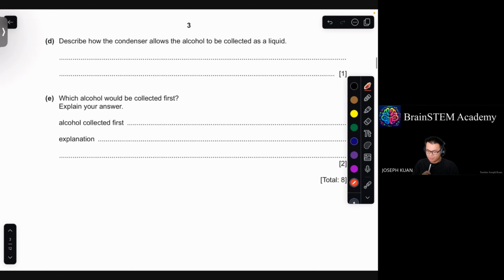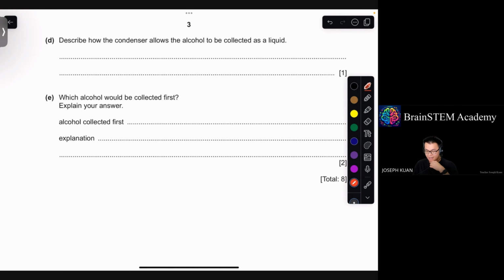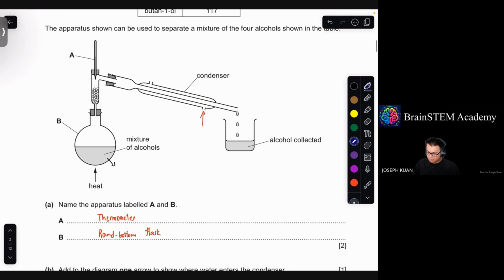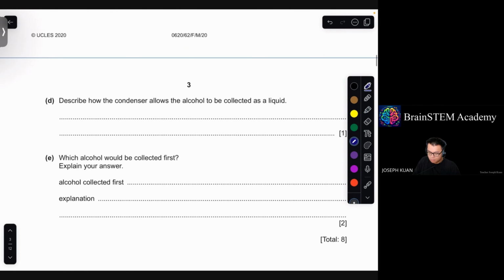Right, moving on to D. Describe how the condenser allows the alcohol to be collected as a liquid. So you see, this is distillation. Distillation has 2 parts. The first part is boiling. The second part is condensation. How can the condensation happen? It's by cooling down using cold water passing through the condenser, and hence it cools down the alcohol vapor.